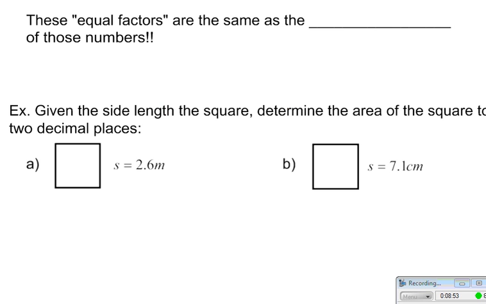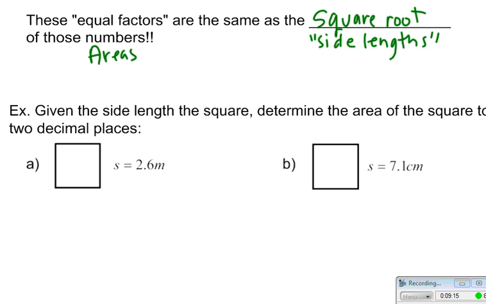All right, so these equal factors are the same as the square root of those numbers. Or we could say these equal factors are the same as the side lengths of those areas, so let's say square areas.